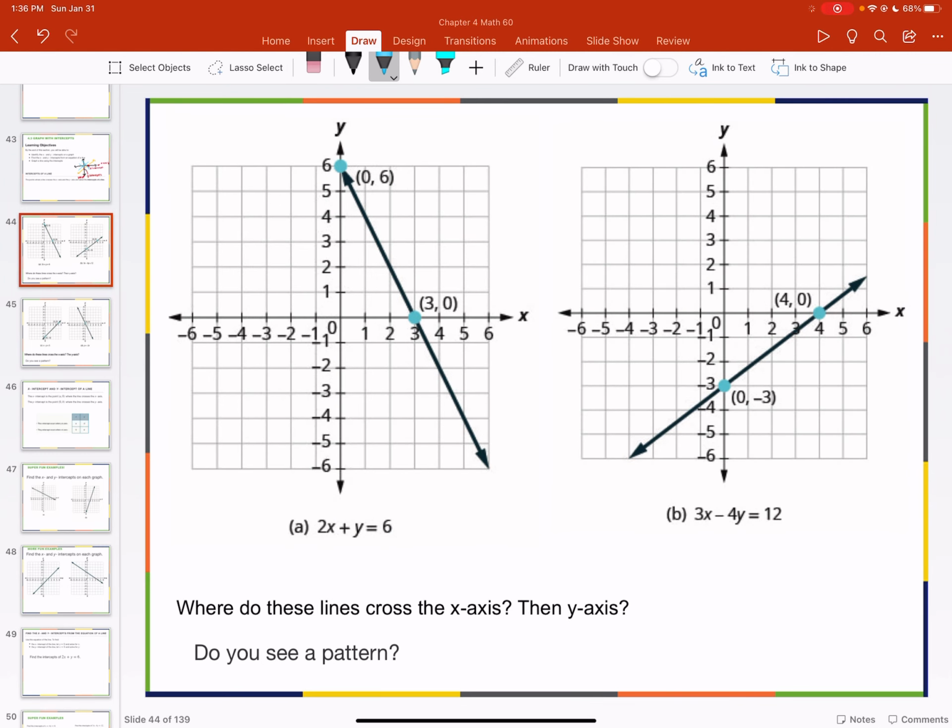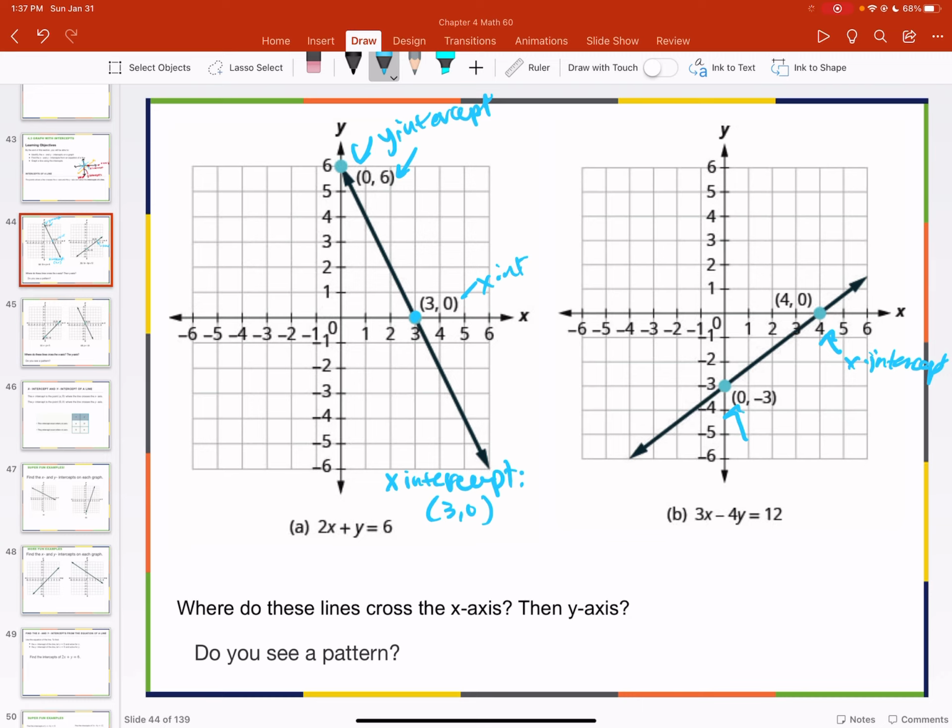Okay, so let's look at an example. Here are two different linear equations, and where do they cross the x-axis? This one's x-intercept is at 3, 0, and then here, the y-intercept, sometimes I'll just write int, is at 0, 6. For the other line, this is the x-intercept. Notice that it's at 4, 0. And this is the y-intercept. Notice that it's 0, negative 3.